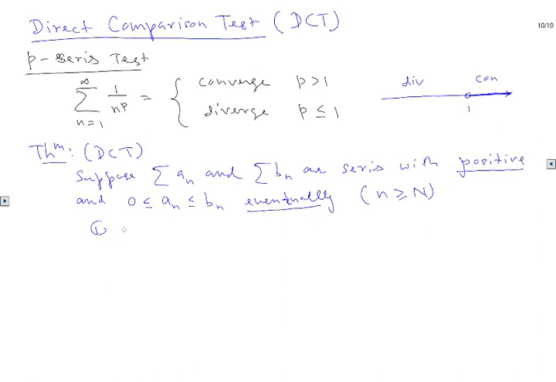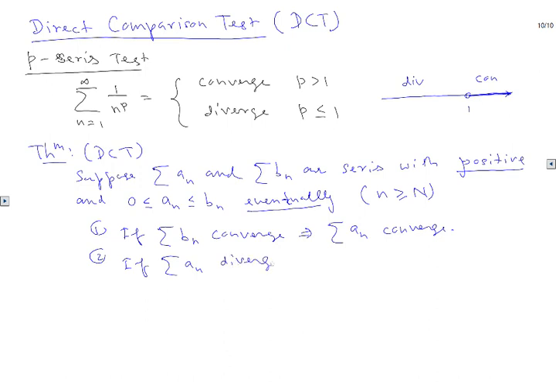The first one is, if the larger one converges, then the smaller one has to converge. And the other one is, if the smaller one diverges, then the larger one has to diverge. You can see that these are kind of obvious results, but there are a lot of applications of this one.